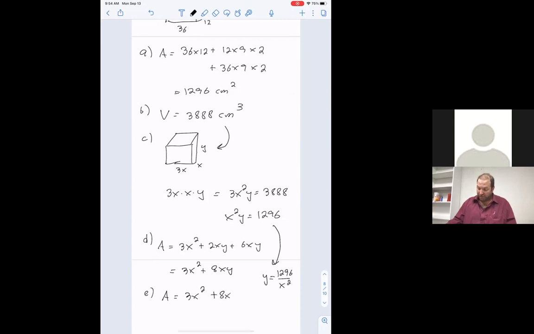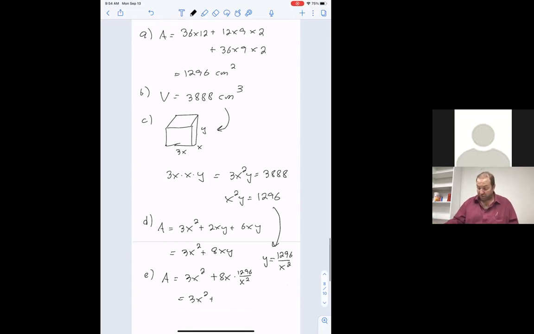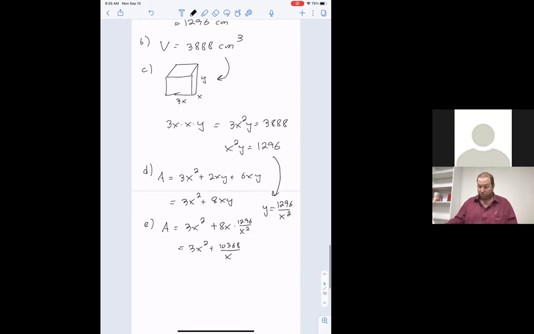So instead of saying 8xy, it's 8x times 1296 over x squared, which becomes 3x squared plus 1296 times 8, which is in fact 10,368, and x over x squared. So I'm just verifying what they told me the answer should be.